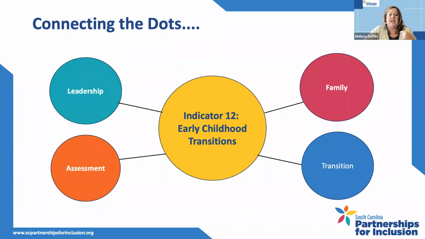Okay. So let's connect the dots between indicator 12 and the DEC recommended practices. You may remember us discussing topic areas in our first overview session. And when it comes to transition, there are practices in 4 of those topic areas that correlate directly to early childhood transitions. Those are leadership, assessment, family, and of course, transition. But how do they correlate?